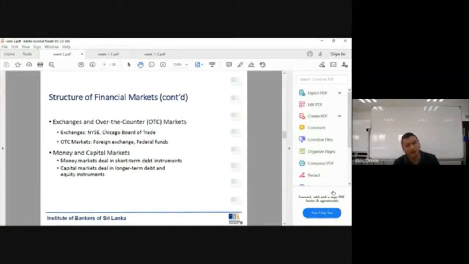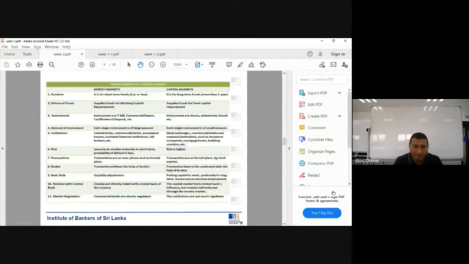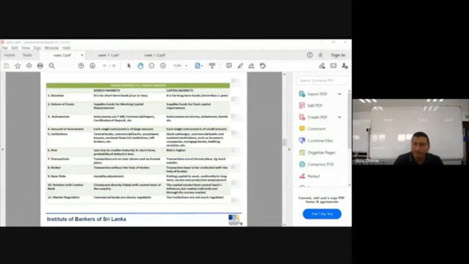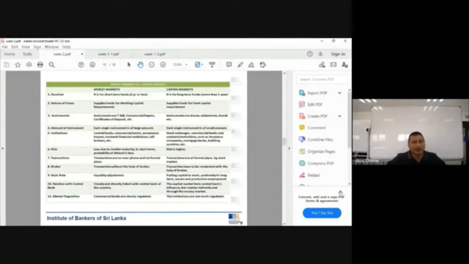Right, so the capital market often deals with longer-term debt and equity instruments. Money market is short-term debt instruments. So you see here some segregation. In terms of the features, if not aspects, of the money market and the capital market, you can easily segregate and see. As I said, when it comes to duration, money markets are short term, whereas capital markets are for long-term fund transactions.